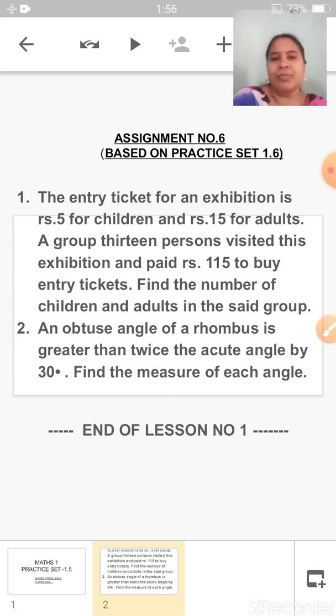So with this, we come to an end of our practice set 1.6 and the lesson linear equations in 2 variables. So this entire chapter we have done. I hope you have understood everything. Next session onwards, we will start with the next chapter.